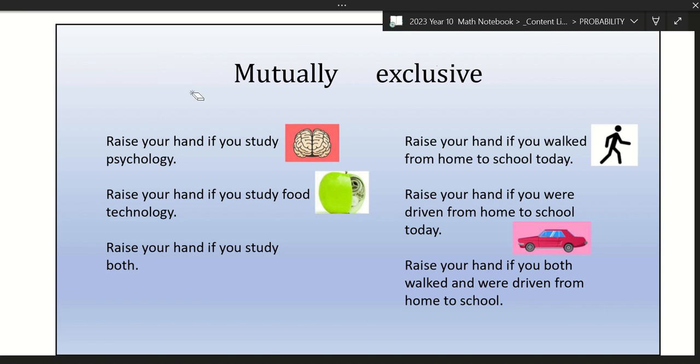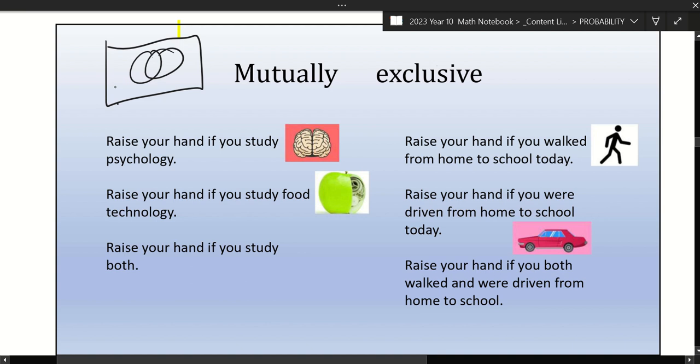Something that's mutually exclusive technically doesn't have that. So if you have a Venn diagram, they are separate. Do you see that? When it's separate, that means they got nothing in common whatsoever. But when you got two circles together, notice how they overlap. That means that there's something that they have in common. So it's not mutually exclusive.